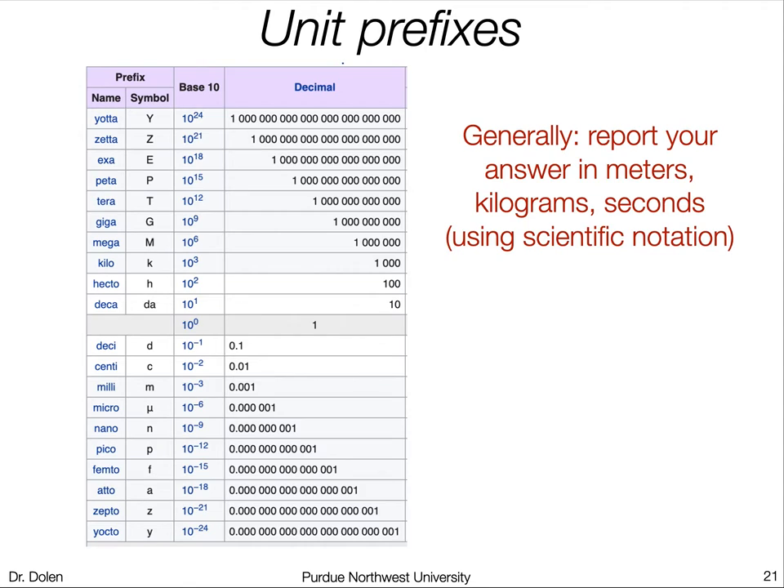So there's grams, but there's also kilograms, which is 1,000 grams, and megagrams, and gigagrams, and centigrams. And just make sure you understand these prefixes. You can always look them up. I found this table on Wikipedia.